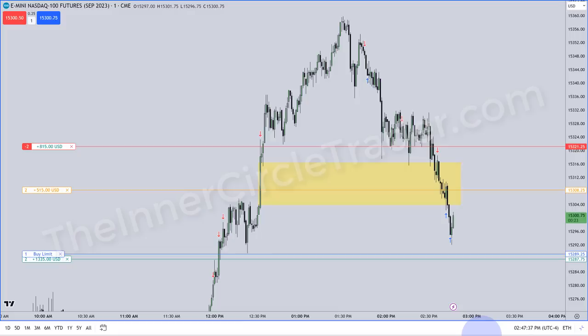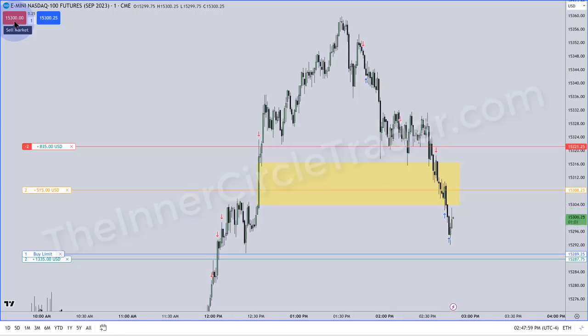Just to prove the theory, I'm going to add one contract if it bumps the bottom end of that buy side imbalance, sell side inefficiency. It could run lower from here. It's already delivered to the high end of that fair value gap right there.